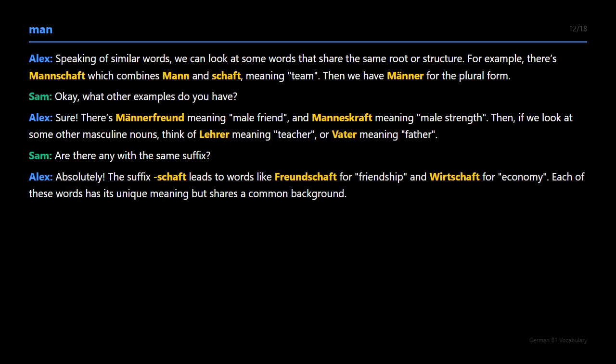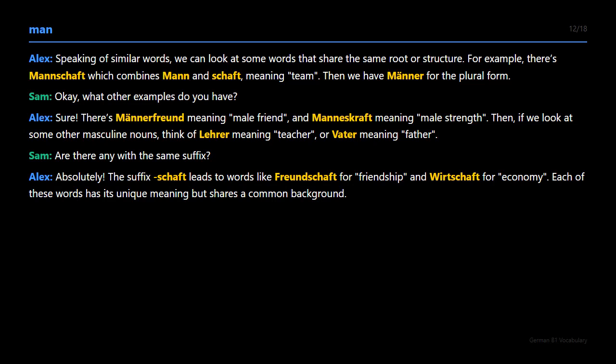Absolutely. The suffix schaft leads to words like Freundschaft, for friendship, and Wirtschaft, for economy. Each of these words has its unique meaning but shares a common background.